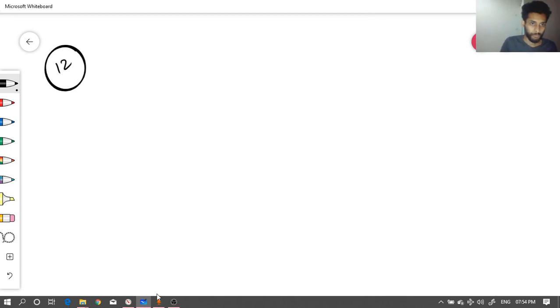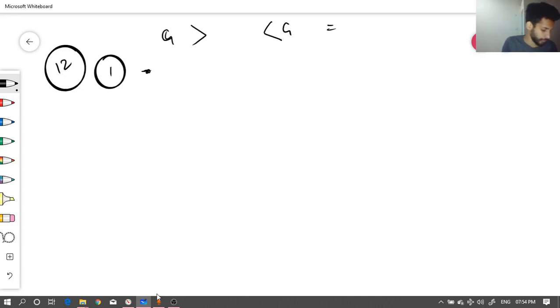Today we will be doing from question number 12. So question number 12, first question is: we have to put the signs. This one means this side is greater. This one means this side is greater. This is equal sign. Okay. Just keep that in mind.